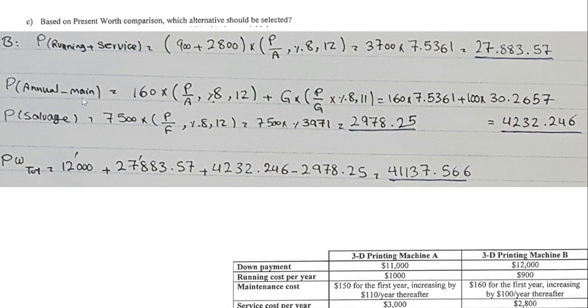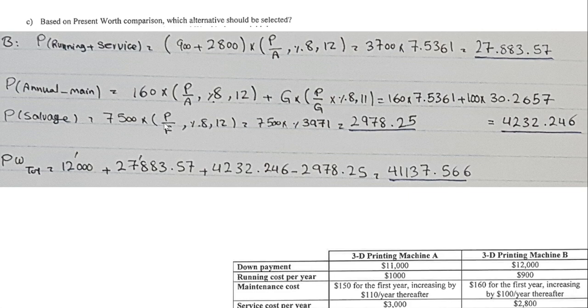For the maintenance, the fixed value would be 160 and the gradient value would be 100. So 160 present over annual, 8% and 12. The gradient value, which is 100, present over gradient, 8% and 11, because it will increase from the second year. So we will calculate the total value. It would be 4232.